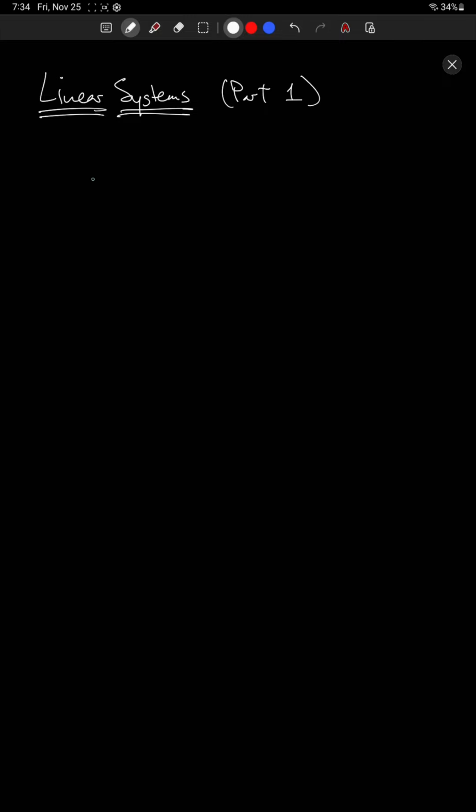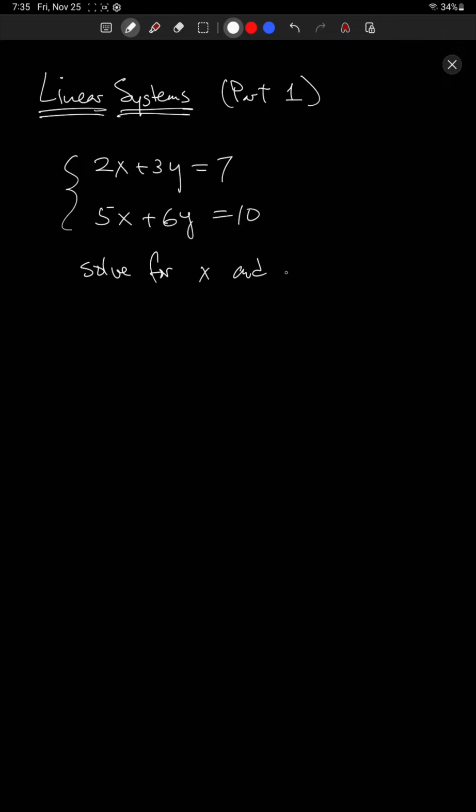So let me first introduce what linear systems are. I'll say a couple words about why we care about them, and then we'll get into our algorithm. So a linear system of equations is something like this. Let's just do it with an example. So 2x plus 3y equals 7, 5x plus 6y equals 10, right? And the idea is to solve for x and y.